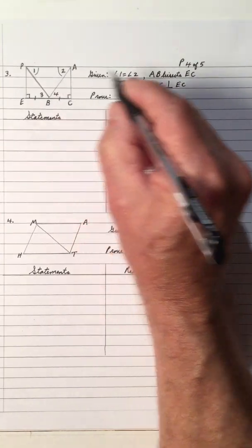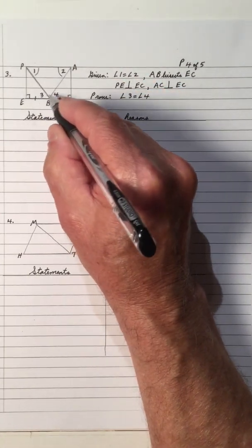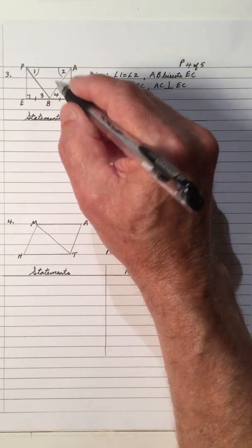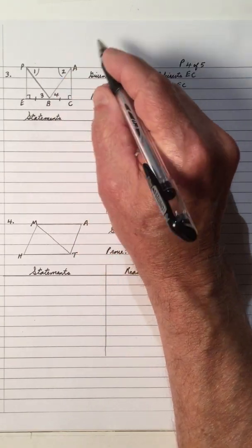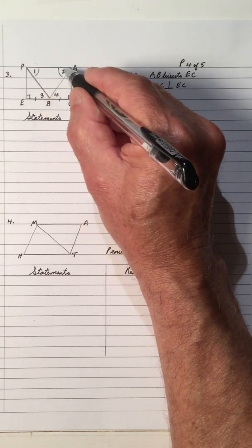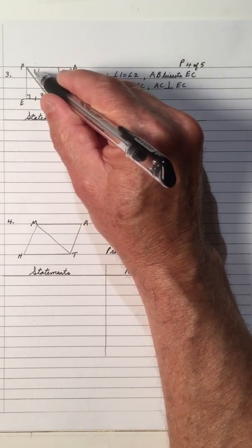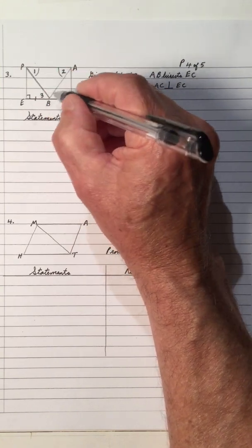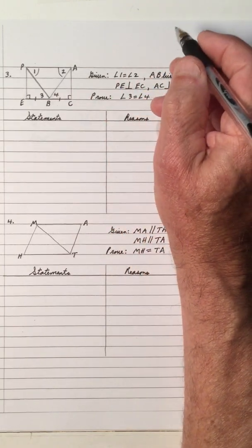And we've got to prove that angle 3 is equal to angle 4. Again, in previous proofs, we worked on parallel lines here. 1 equals 3 and 2 equals 4. And because 1 equals 2, 3 is equal to 4, without having congruent triangles.